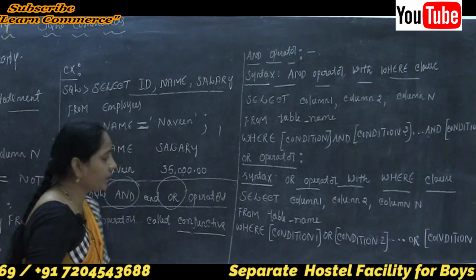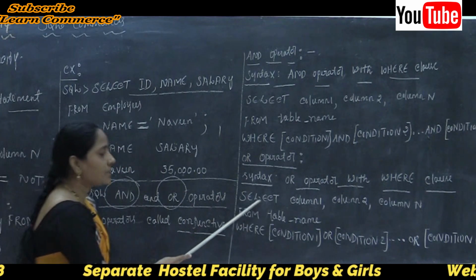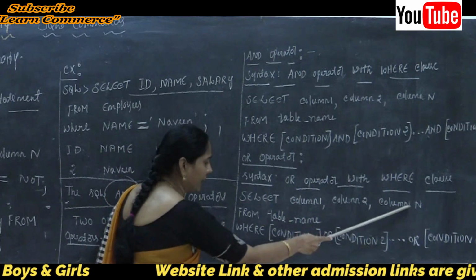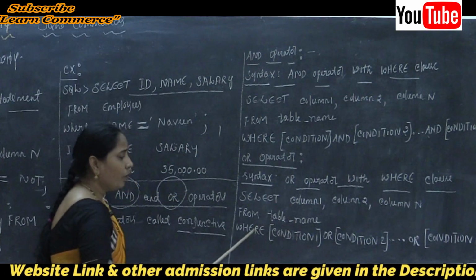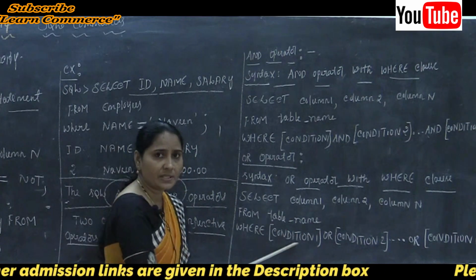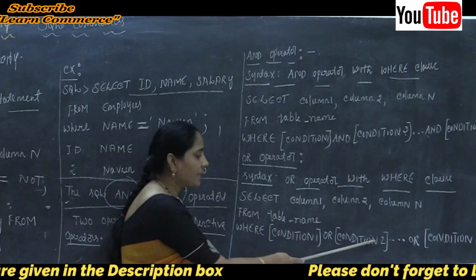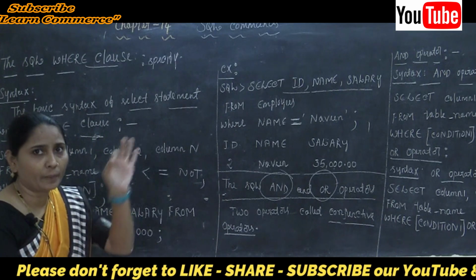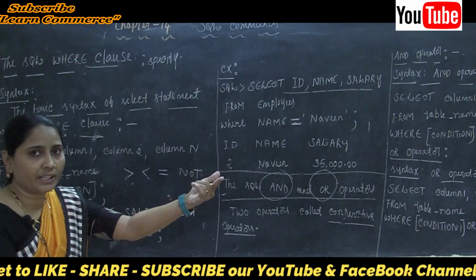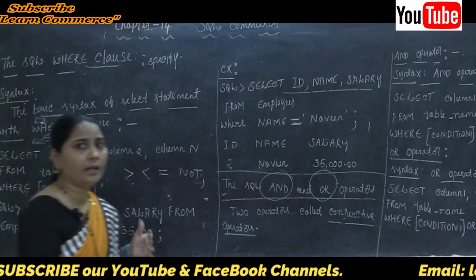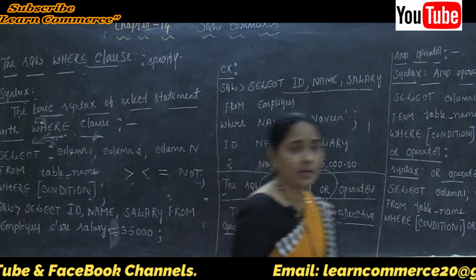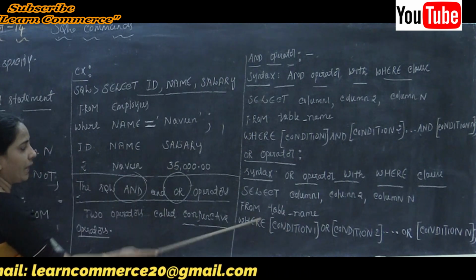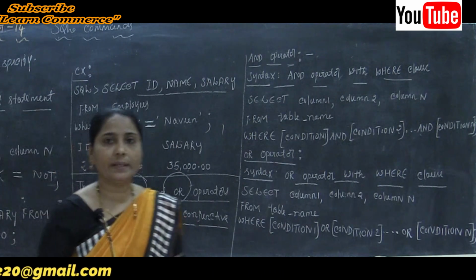So how are we using the example for the OR operator? Select ID and name, salary from employees, where maybe our name is equal to Naveen or salary greater than 35,000, semicolon. After pressing the enter button, if the given condition is satisfied, then only it returns this specific value from our table. So this is the explanation about our AND operator as well as our OR operator.